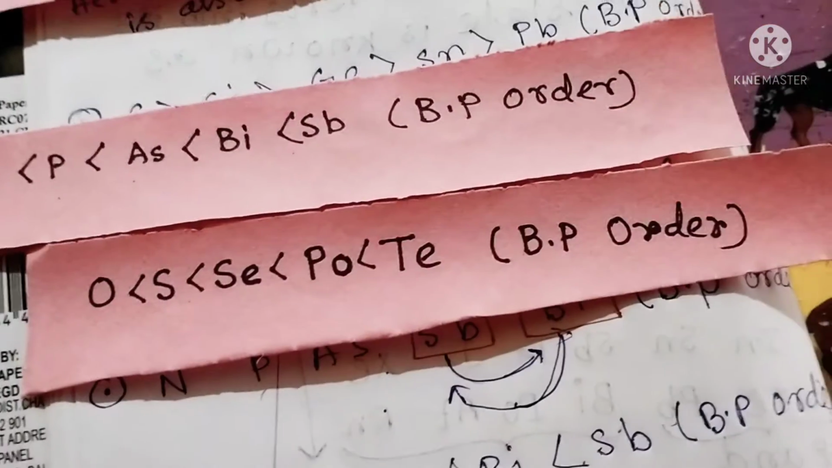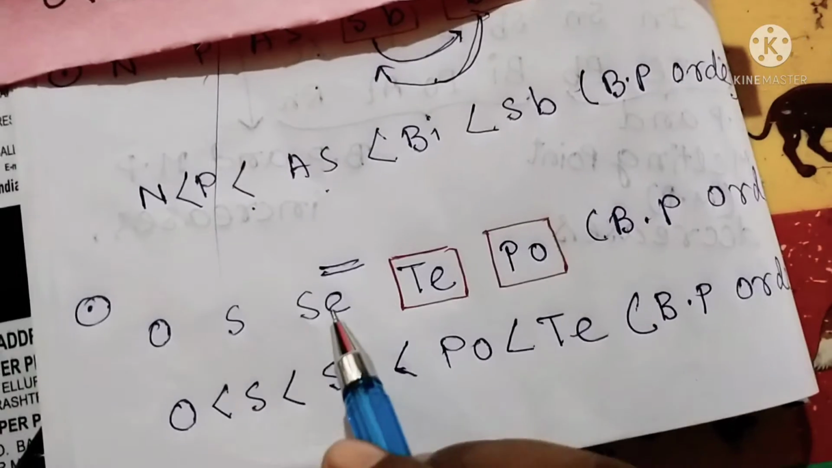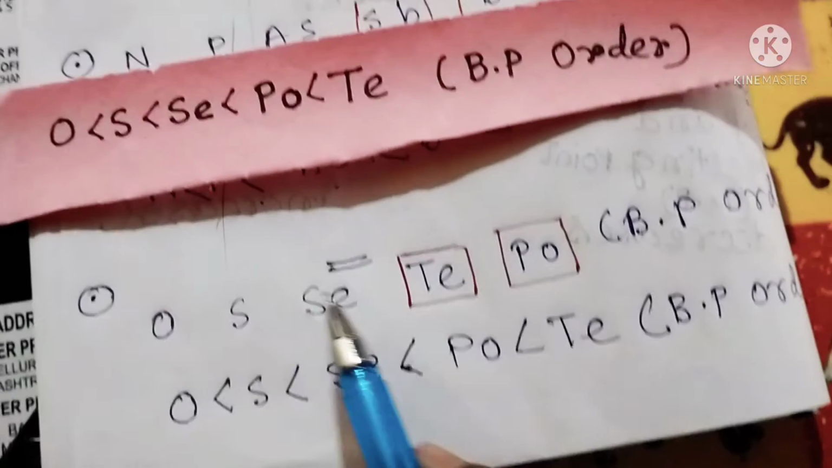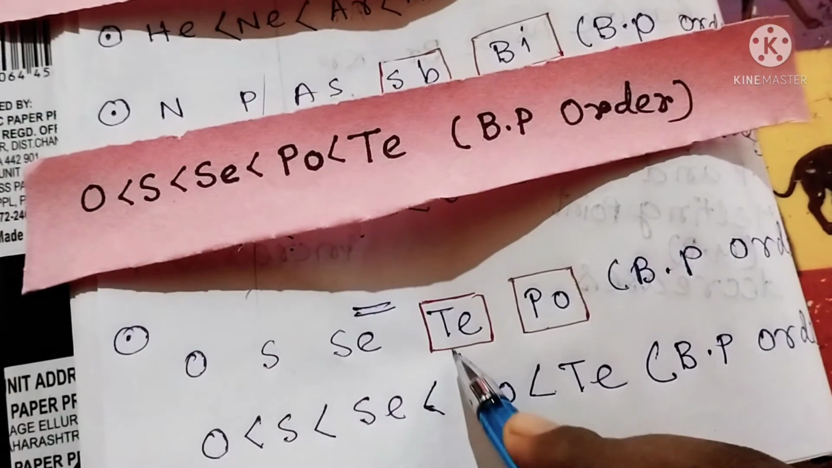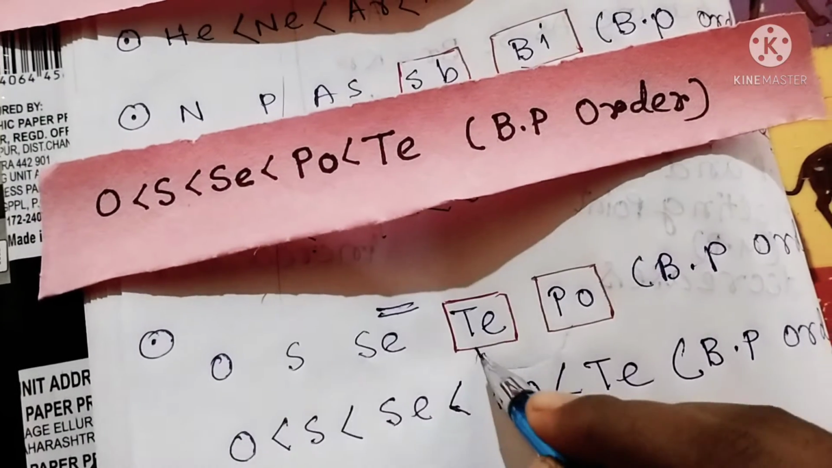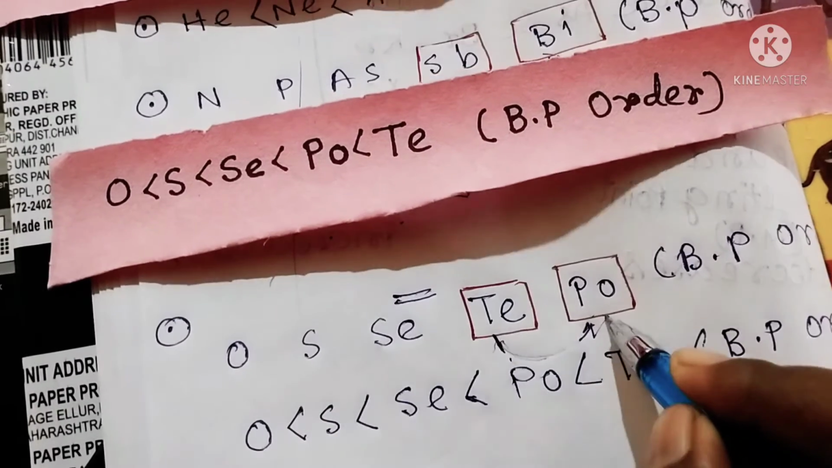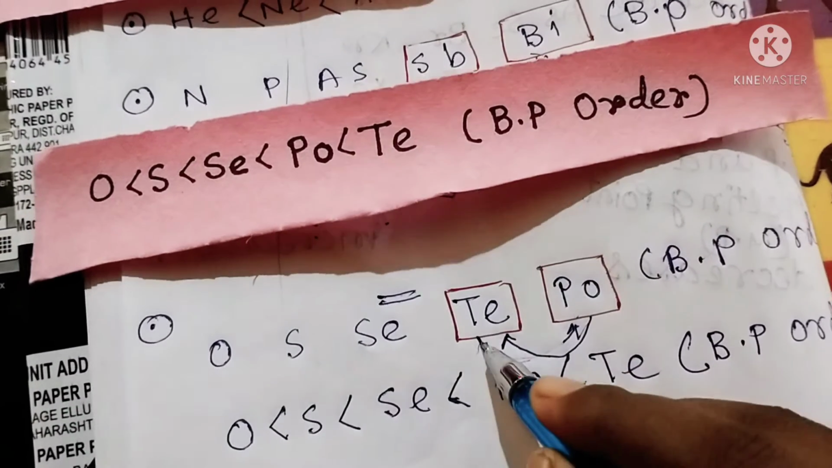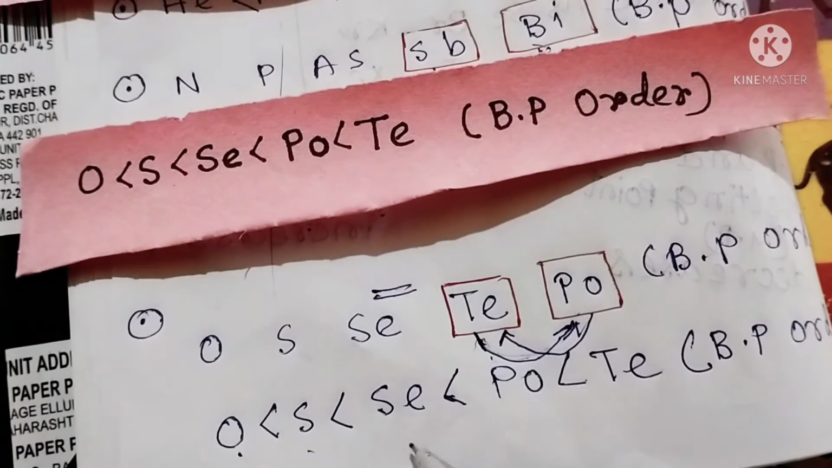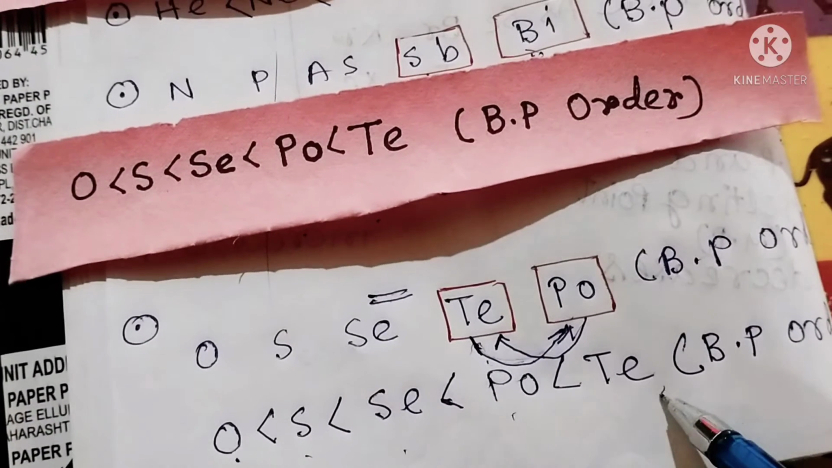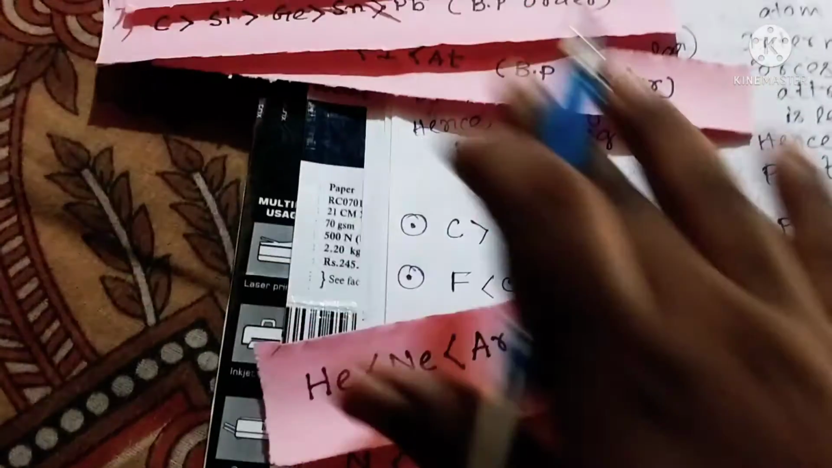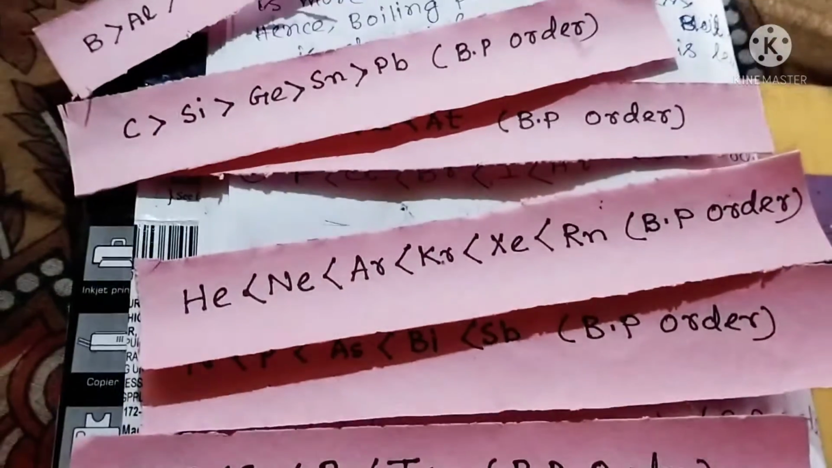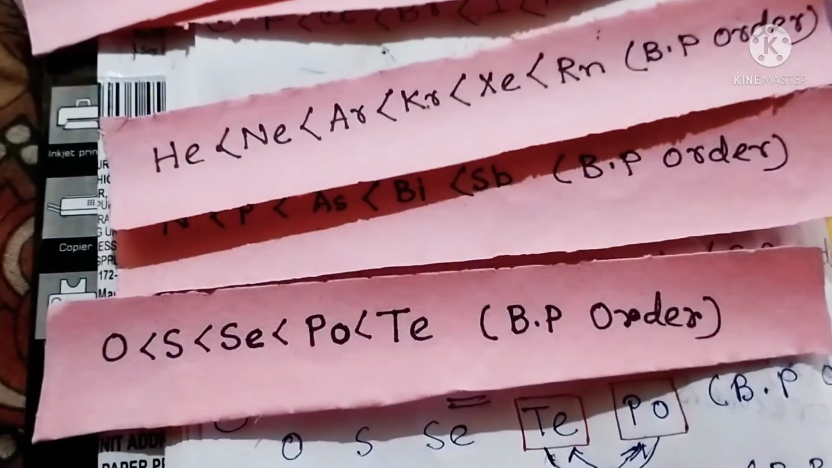Let's see the oxygen family. Now for the oxygen family also it will be the same: oxygen, sulfur, selenium, tellurium, polonium. What happened? Tellurium shifts from here to here and polonium shifts from here to here. So we get oxygen less than sulfur, less than selenium, less than polonium, less than tellurium. This is the boiling point order. Now these are all the boiling point orders.